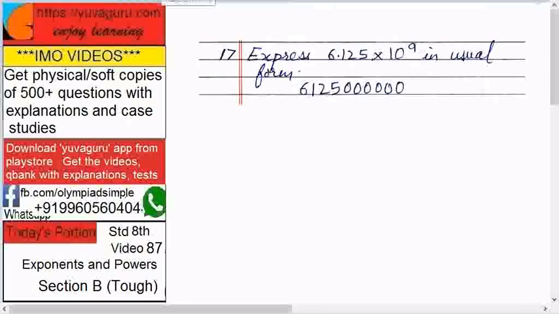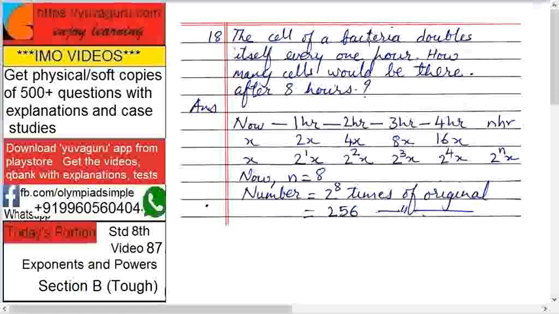Okay. Next. The cell of a bacteria doubles itself every 1 hour. How many cells would be there after 8 hours? Basically, the question wants to ask you how many times the cells would be there after 8 hours of the original number while starting.